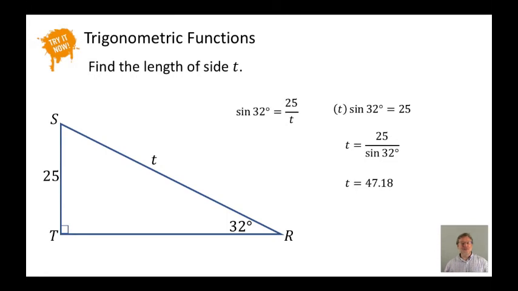And here's where you can make use of your calculator. So we've figured out the trig function element from the triangle here. We've gotten our ratio from the triangle here. We've created our equation. Here's the part where we use the calculator to find out what the sine of 32 degrees is. And once we find out what that is, we divide that into 25 and we get 47.18. So that's the length of side T.